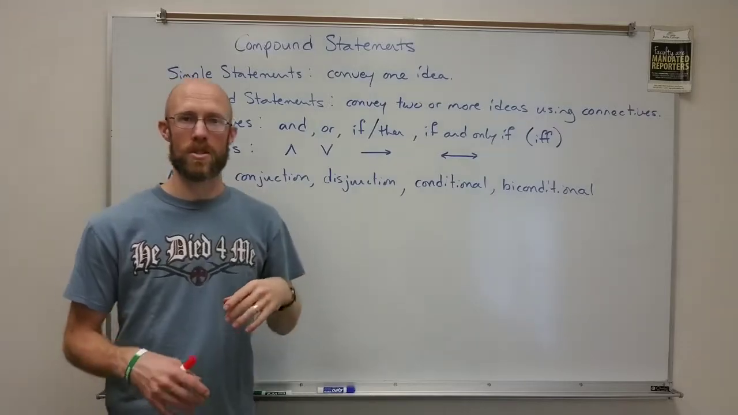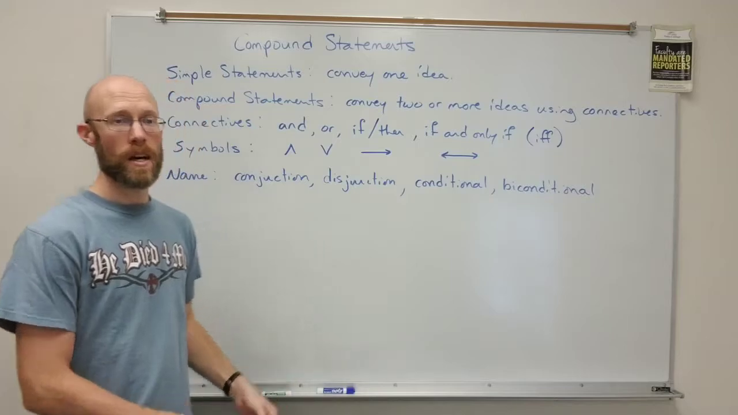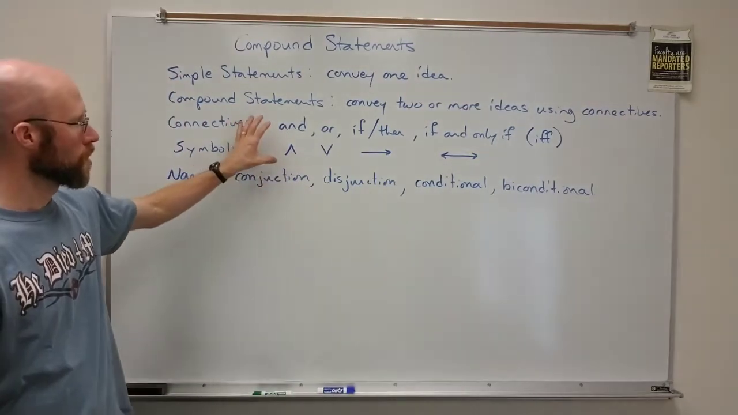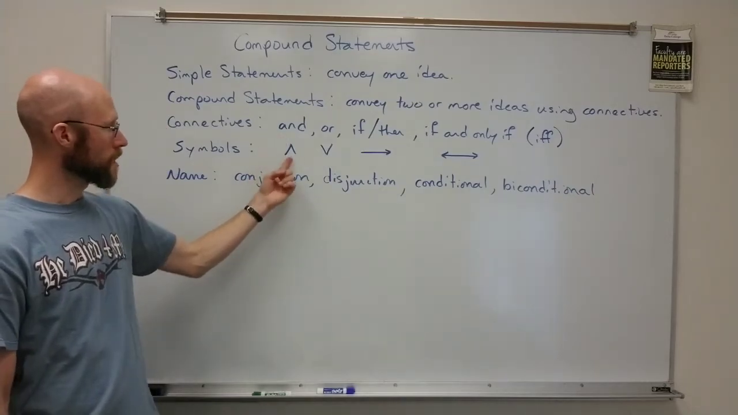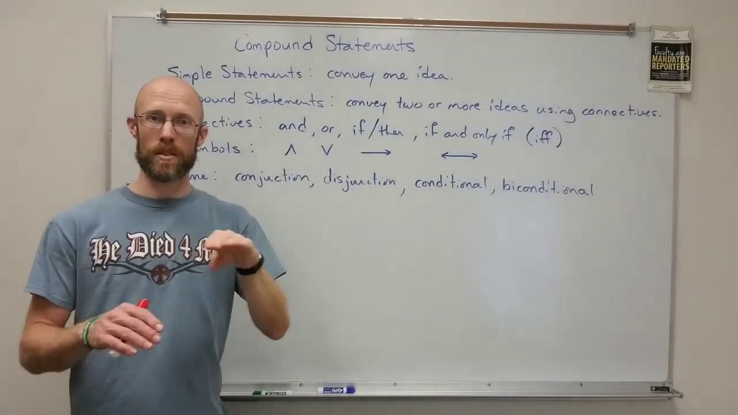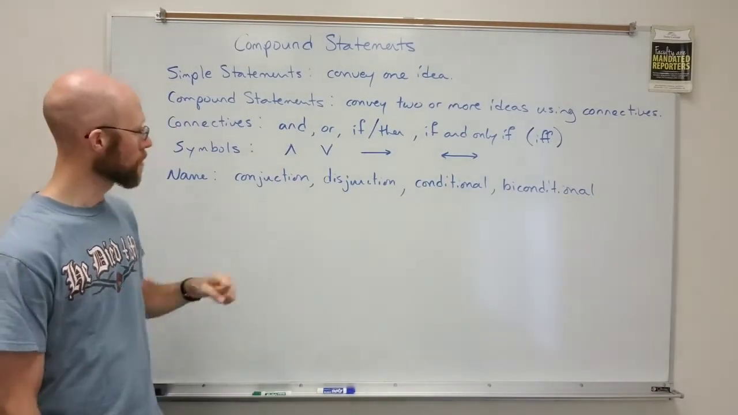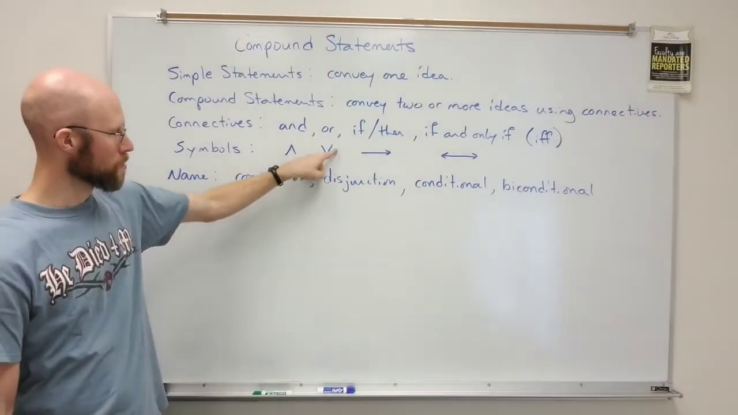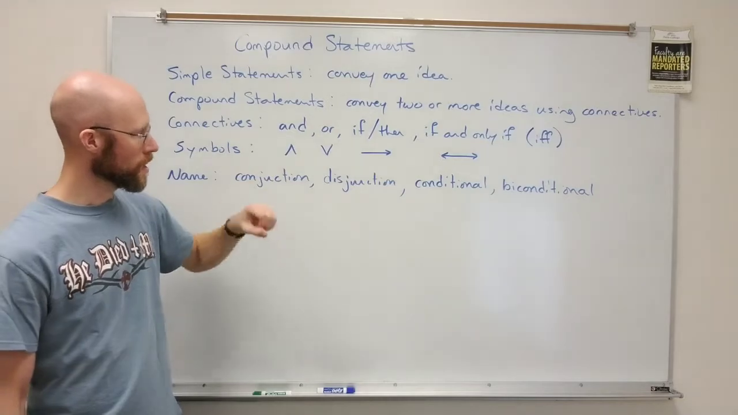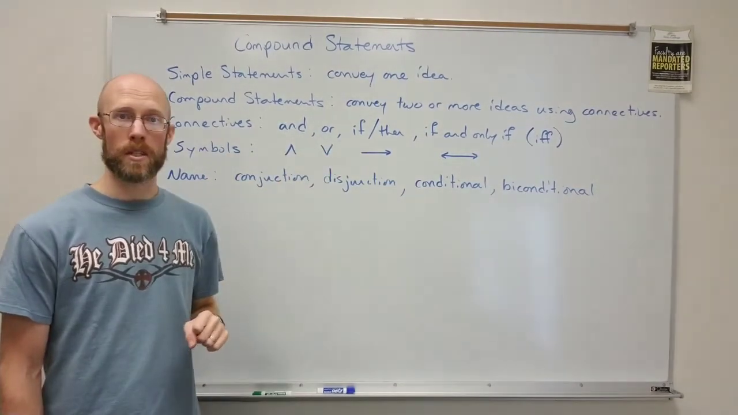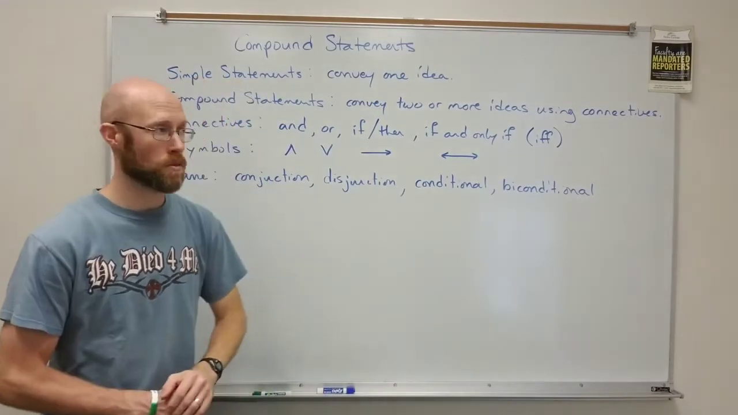Symbolically, just like we had symbols for element of and subset and negation, we have symbols for these four connectives. The symbol for an and kind of looks like a capital A without the horizontal line in there. It's like a caret or an arrow pointing up. The symbol for or is a similar arrow pointing down. If then is a one-way arrow pointing to the right, and if and only if is a two-way arrow pointing in both directions, left and right.